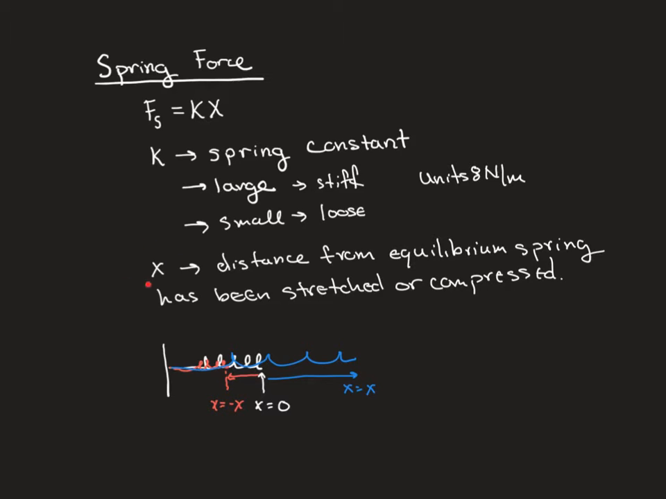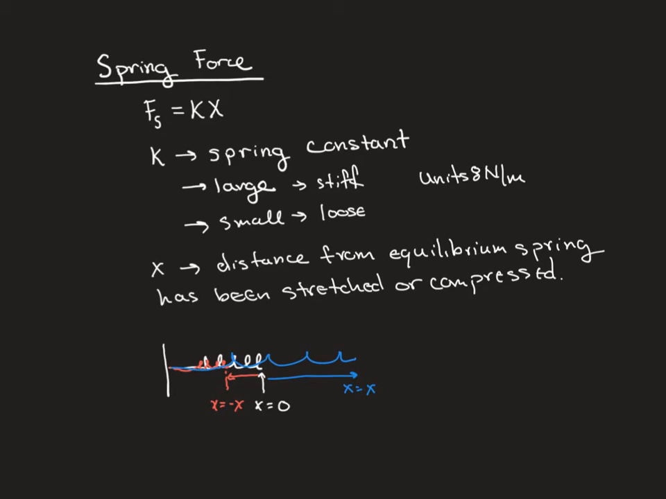Whenever we deal with X, X is the distance from equilibrium the spring has been stretched or compressed. So in white here I have just a spring, attached to a wall, so it's a horizontal spring, and it's just allowed to sit there. That's its equilibrium position. Once you pull it back and allow it to oscillate back and forth, or you just push it in or pull it out and hold it, you've stretched or compressed that spring a certain distance from the equilibrium position. So if you pull it back here, it has a negative X value, and if you pull it out, it has a positive X value.